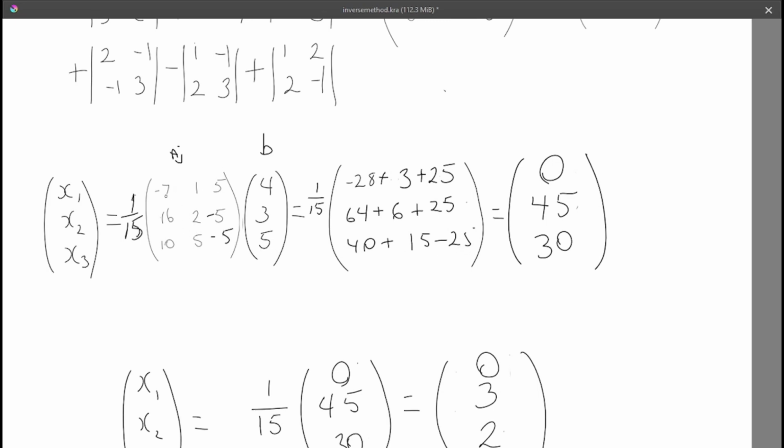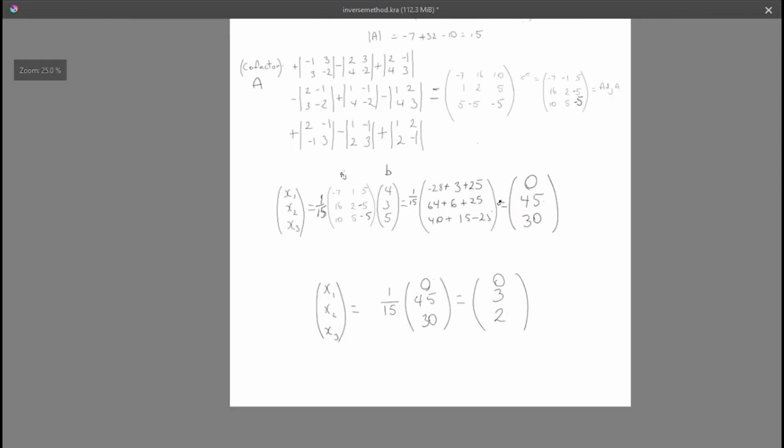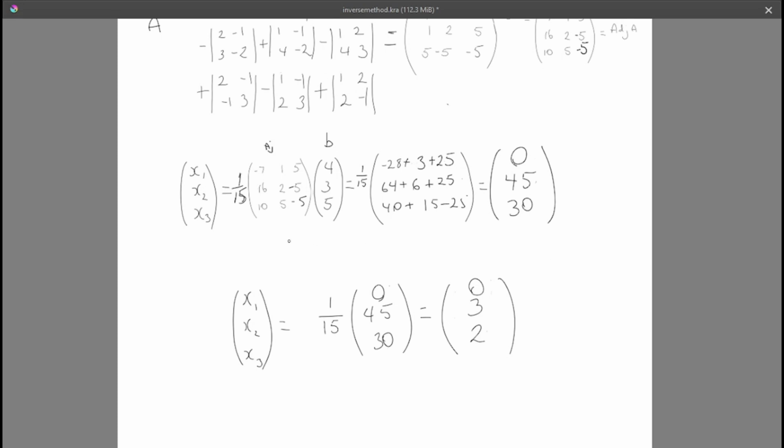And if you're lost in this part here, we just multiply each row by this column. And that will give us this row here. And then we multiply this row here, second row, by the same column to give us the second row on this side. And the same thing, the third row by the same column. Right? So we get 0, 45, and 30 for x1, x2, and x3.